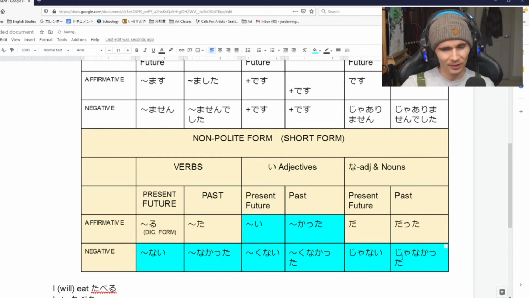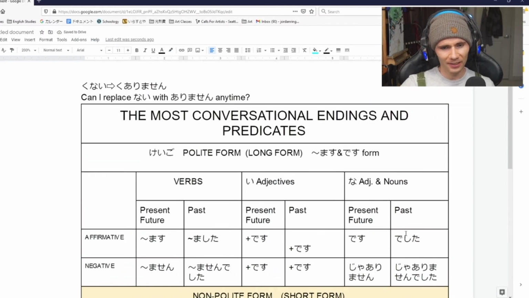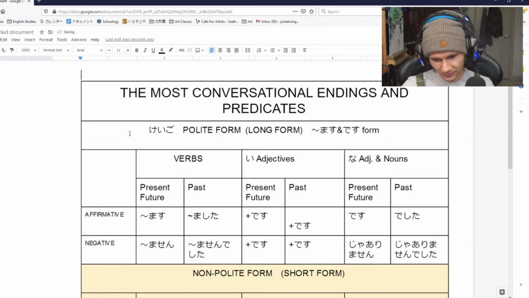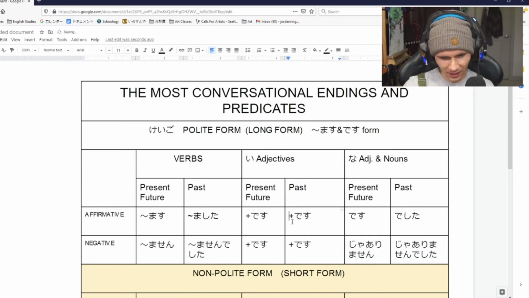Anyways, you can do that with arimasen. So we've spent a lot of time now talking about verbs and i-adjectives and na adjectives in the polite form and in the non-polite form. I said I was going to write up these things and I didn't yet, so let me do that real quick.